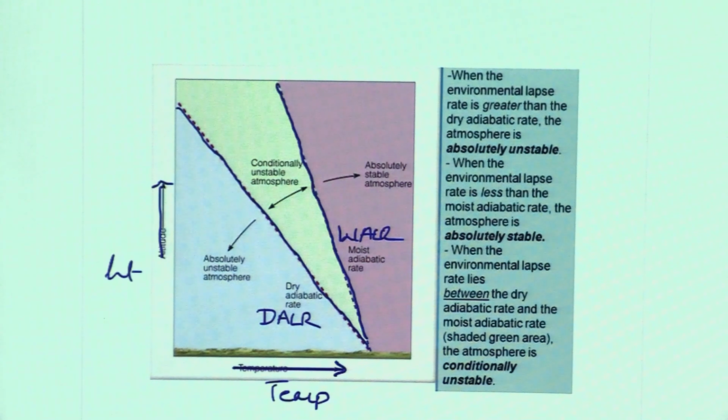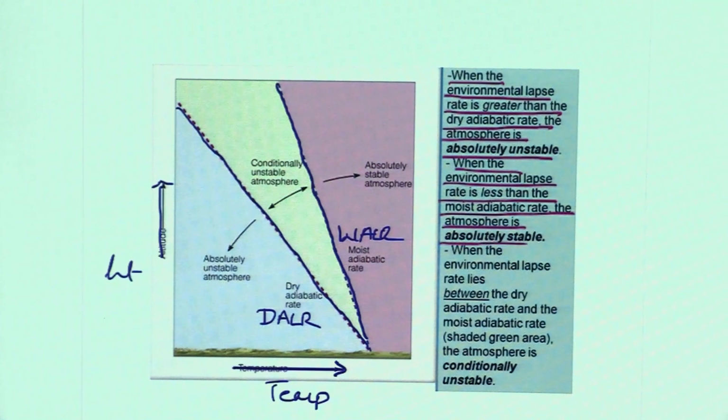How to understand atmospheric conditions? Read it from here. When the environmental lapse rate is greater than dry adiabatic lapse rate, the atmosphere is absolutely unstable. When the environmental lapse rate is less than the moist adiabatic lapse rate, the atmosphere is absolutely stable. We need to understand these expressions, stability and instability. I want to start with stability. So this statement is what I am highlighting as our first case to learn. So case number 1, what is it referring to? It is referring to when environmental lapse rate is less than moist adiabatic lapse rate.